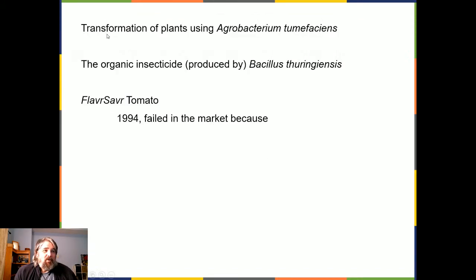All right, so Agrobacterium tumefaciens is still the shuttle vector, at least. You don't have to use the Agrobacterium to confer those. And the organic insecticide produced by Bacillus thuringiensis, that's the BT toxin. Now, there was a tomato that was approved in 1994. It's called a flavor saver tomato.